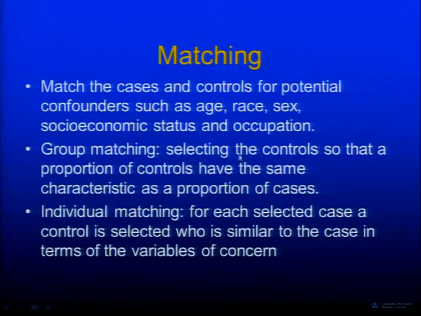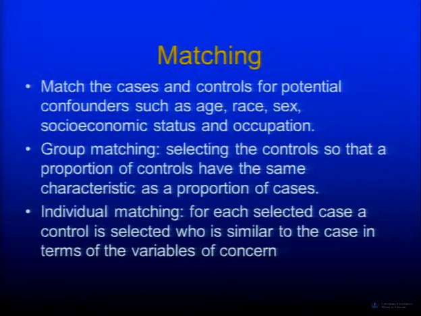Oftentimes, you want to match your cases and controls for potential confounders, things like age, race, sex, socioeconomic status, maybe occupation. It all depends on what risk factors you're looking at. If, in fact, you want to match, there are 2 different ways that you do it. One is group matching, where you select the controls so that a proportion of the controls have the same characteristic as a proportion of the cases.